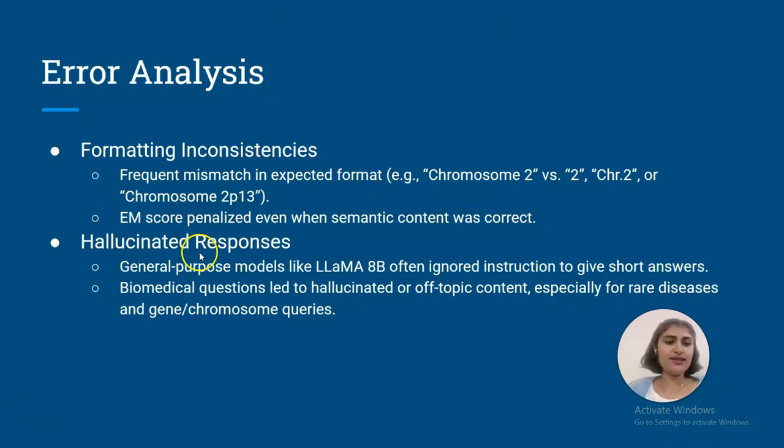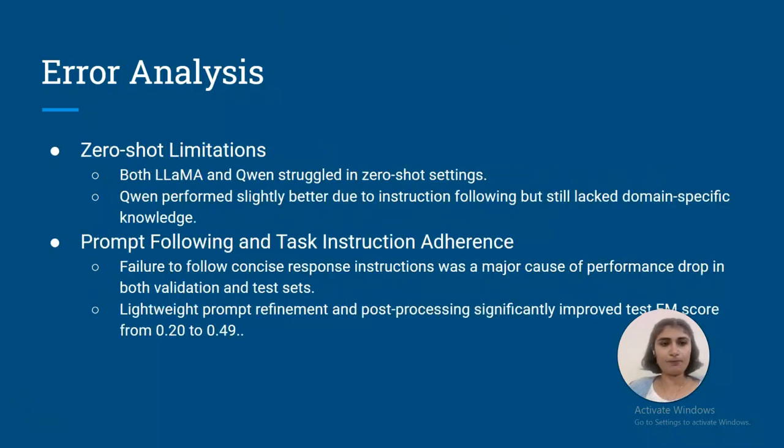Another thing we noticed is hallucinated responses. A lot of the time LLaMA 8B ignores the instruction to generate one phrase and gives one phrase with a long explanation of how it got it. As for the zero-shot limitation, we found that LLaMA and Qwen struggle to have any biomedical background. And as we said, for prompt following, LLaMA 8B struggled.